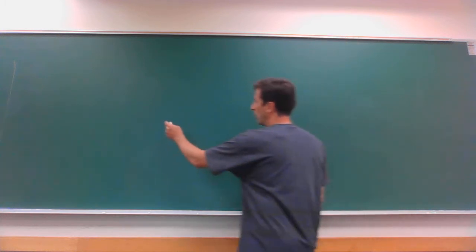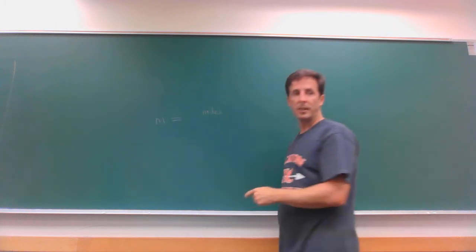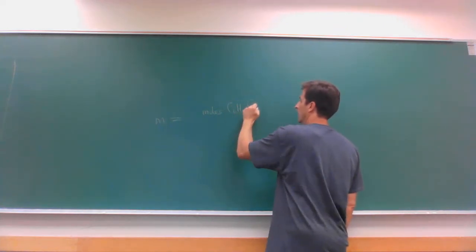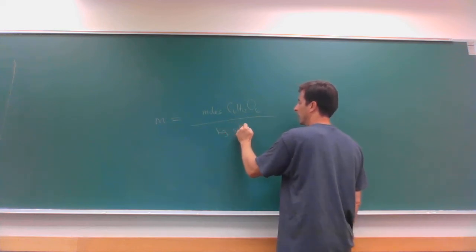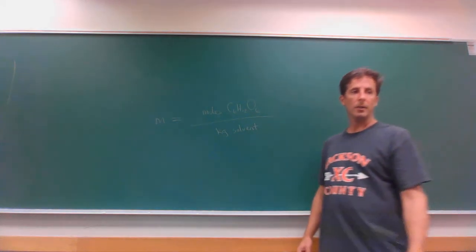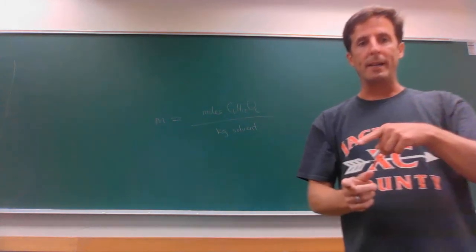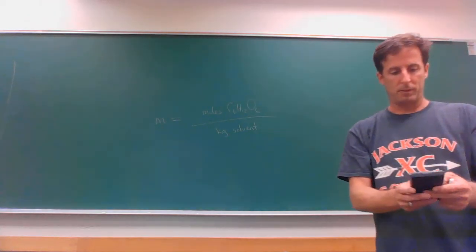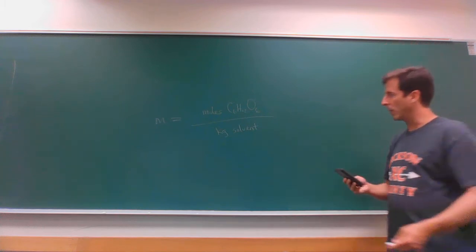So, molality is the moles of the solute, which in this case will be glucose, over the kilograms of the solvent. So, should be pretty simple. The moles of glucose, they gave me 2 grams. If I divide 2 by 180, the molecular weight, that's going to give me my moles, which I believe, let's see, is 0.01111.